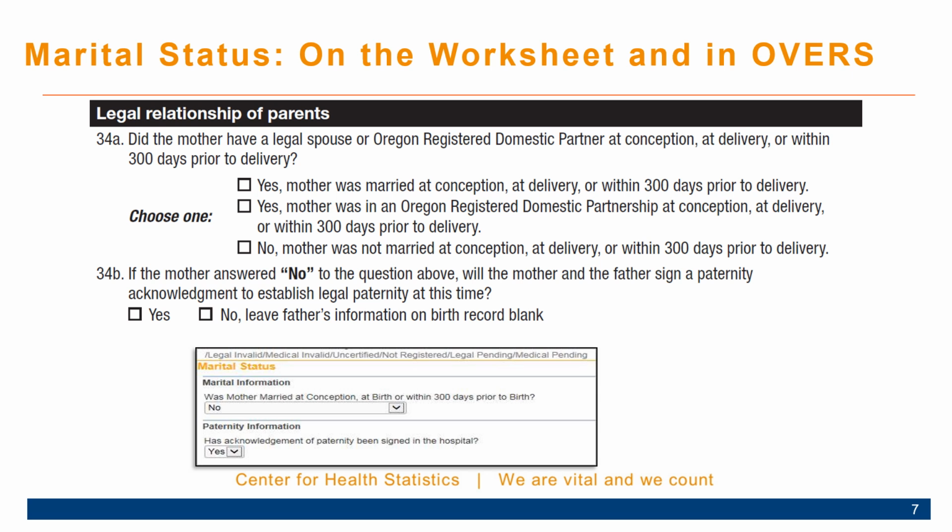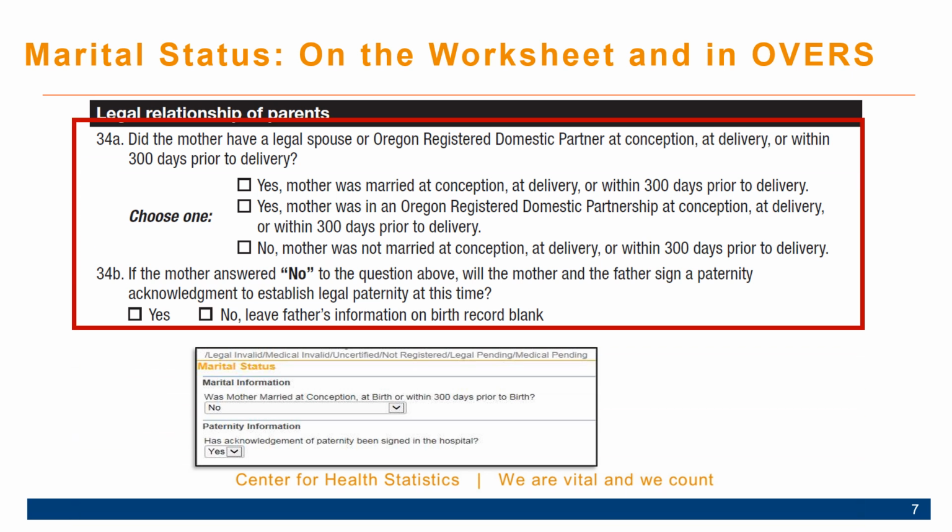Paternity information is captured both on the parent worksheet by the parents and by the birth information specialist using OVERS. On the birth worksheet, if the marital status is no, not married, this is your cue to give the parents the acknowledgement of paternity form. After they've filled out this form and their signatures have been witnessed, you would select yes, that the acknowledgement has been signed in the hospital.